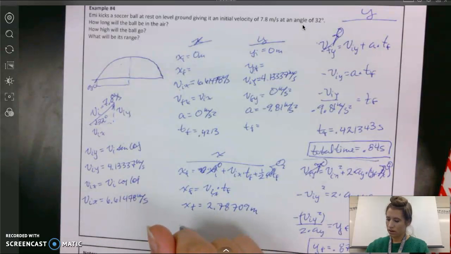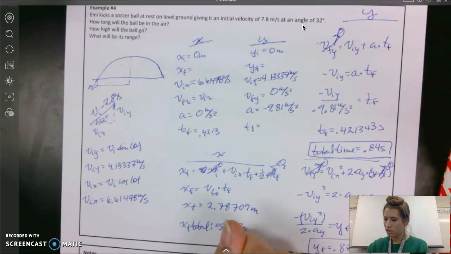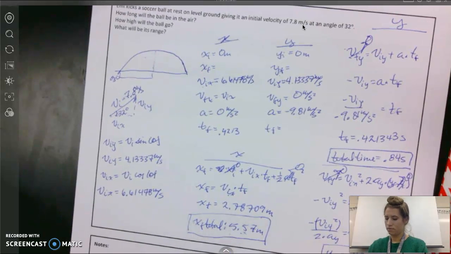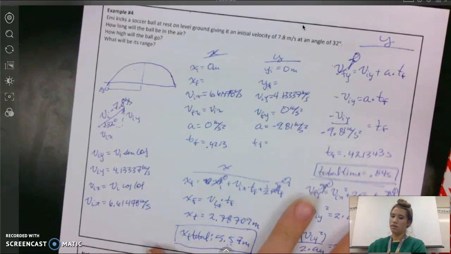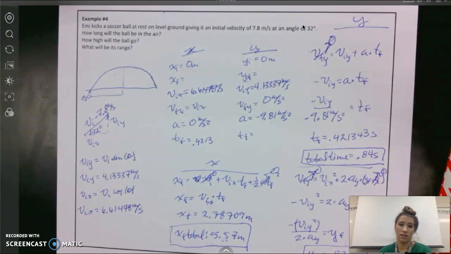So that final answer, 5.57. And we're working with 2 sig figs, so I'd probably round that up to 5.6. Okay. So there's projectile motion on an angle.